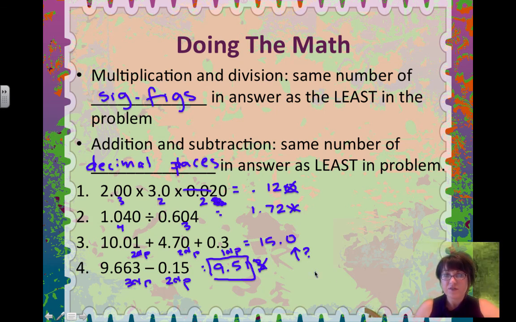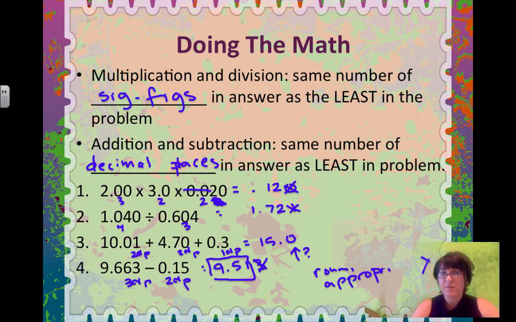So be careful to round numbers appropriately instead of just truncating numbers by cutting off the end. Don't do that. Just round using the rules of rounding. 5 or greater, round up. Okay, so in class we're going to practice doing math with sig figs. Every time we do a calculation problem, we're going to look at sig figs. Fair? All right, good. Well, we'll see you guys in class.